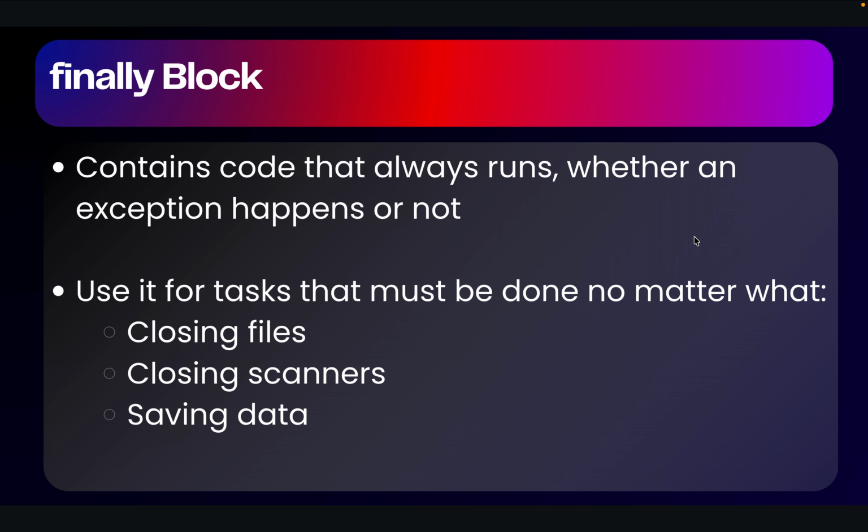So now that we've pretty much gotten into what a try catch is, we're going to discuss something called a finally block. Now, a finally block has code that will always run, whether an exception happens or not. So it will always run. And basically, it's going to be used for tasks that you have to do no matter what, such as closing a file or closing scanners or saving data, which again, some of these topics are going to make sense in our next lecture. But basically, a finally block can be useful in certain cases.